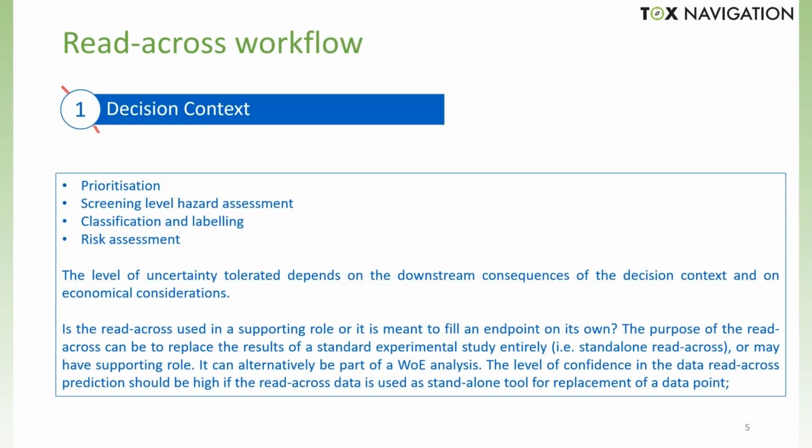When carrying out a read across, the first aspect to consider is the aim of your assessment. The level of uncertainty you can accept will depend on your aim. For example, if you are doing this to prioritize which molecule to use for a new product, the acceptable level of uncertainty can be greater than if you're doing a risk assessment.